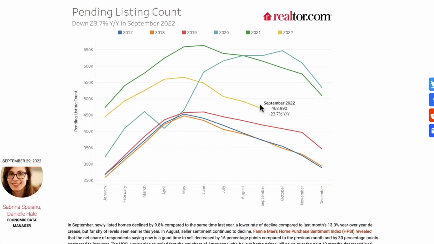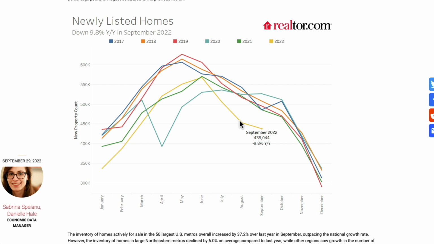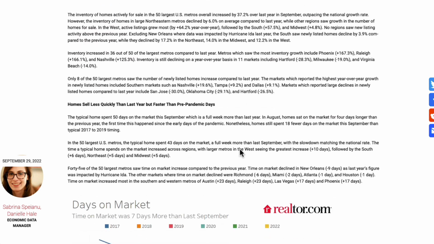Pending listing counts are coming down, negative 23.7% year over year. Newly listed homes, you can see the change in direction here, down 9.8% year over year.